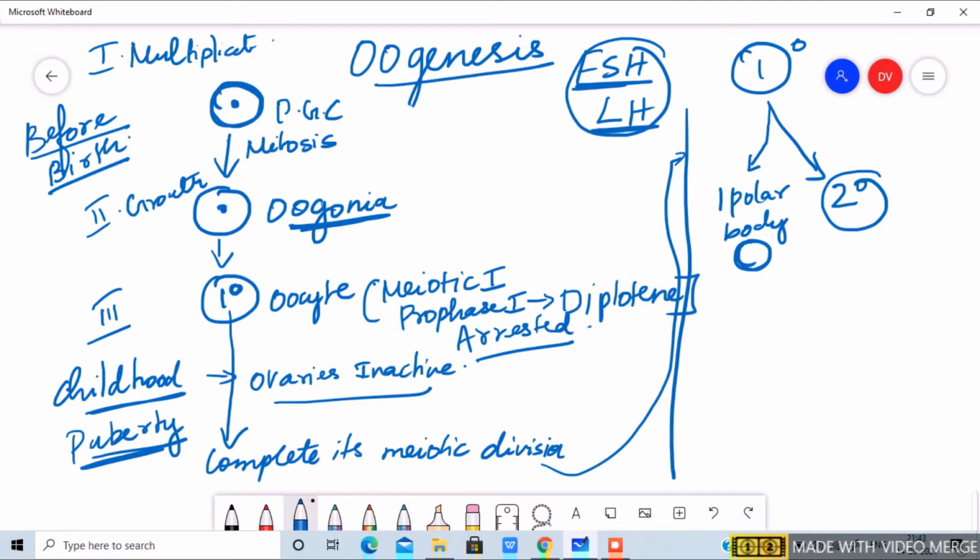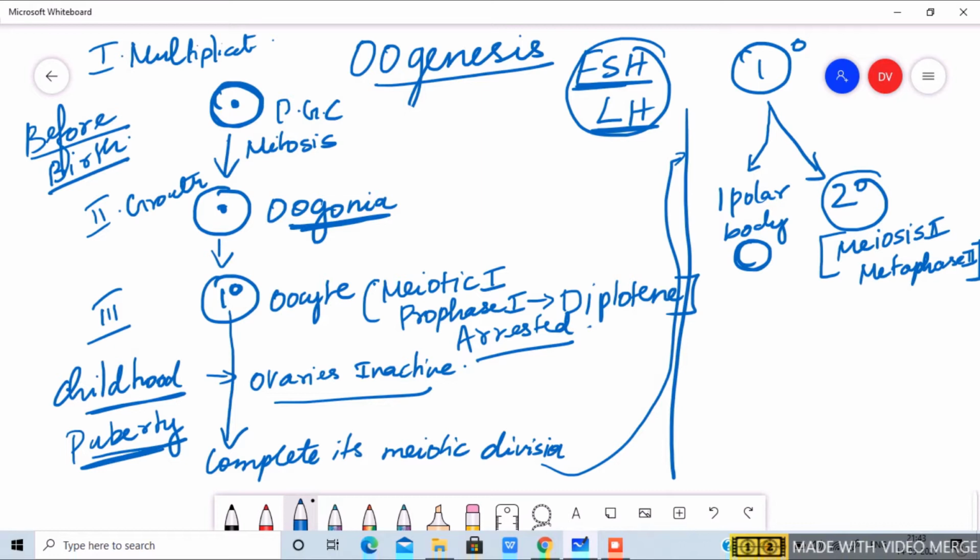It will start meiosis 2. But you know what happens here, guys? Again it will get arrested, in metaphase 2 of meiosis 2. At that particular phase it gets arrested. Understanding? Right. Now, when will it get released? When will it get released? So this secondary oocyte, guys, is what breaks open the Graafian follicle and gets released during ovulation.